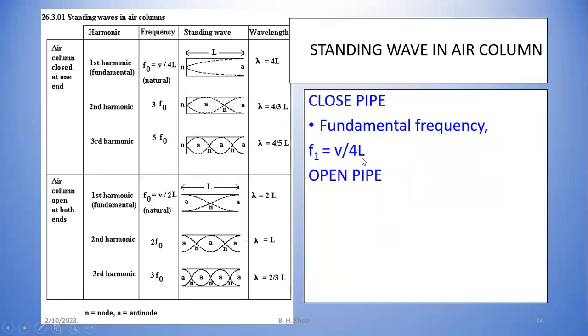Okay, so especially objective one, they will test you. Fundamental one, you need to know the formula. Right? V over 4L. Fundamental for open tube is V over 2L. And what summarizes that, you can get it from the internet. This is from the internet.